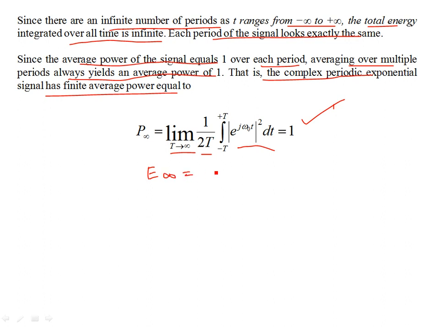E infinity is infinity, and that is given by the integral of the magnitude of the exponential signal e^(j omega naught t) squared dt. And if you do this from minus T to plus T, and then take the limit so that you include all the cycles where it exists, then this goes to infinity. This is 1, and integrating 1 over an infinite number of cycles is infinity.